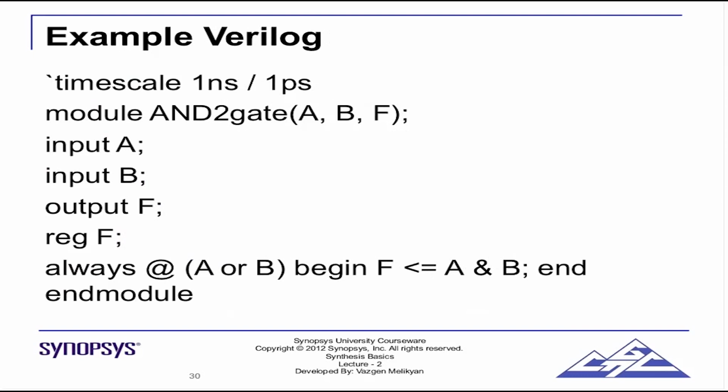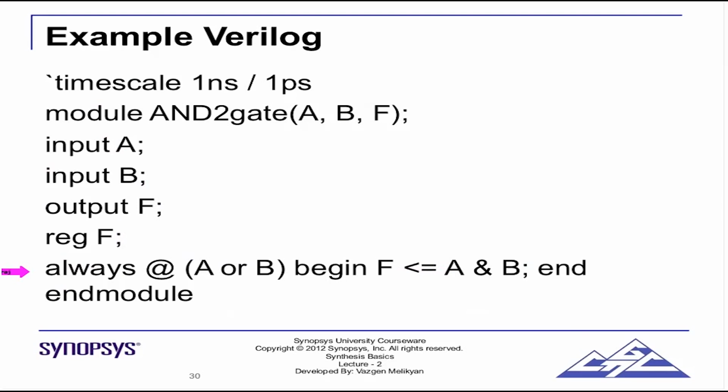Let's look at one Verilog model. It's very simple. I'm assuming most of you are familiar with Verilog. So an AND2 gate will have a module definition, inputs, output. The output is declared as a register. Whenever any of the inputs changes, the output gets A and B.